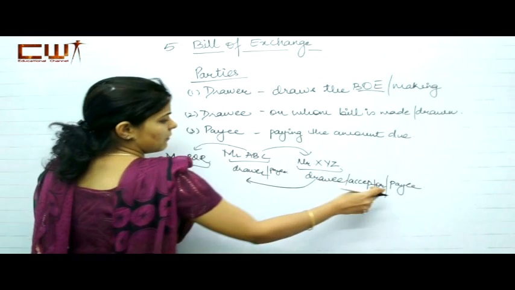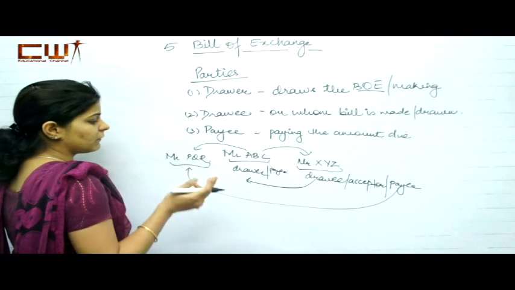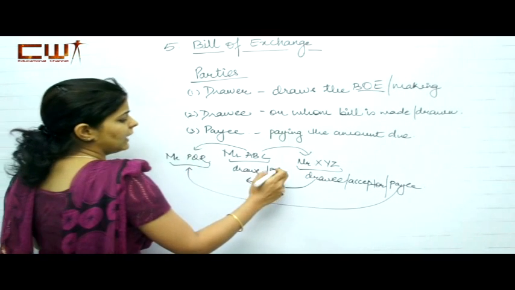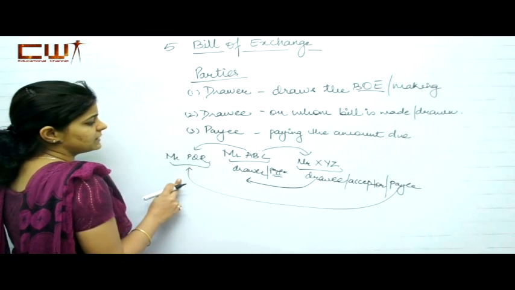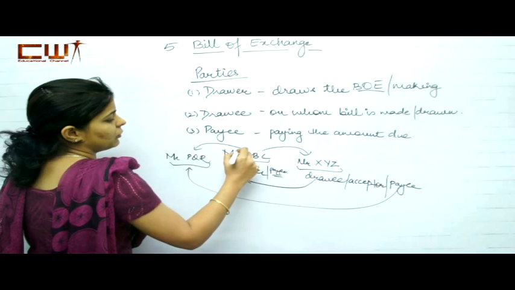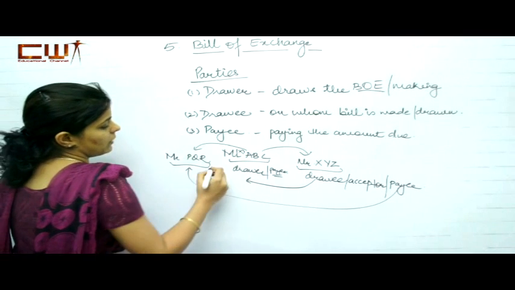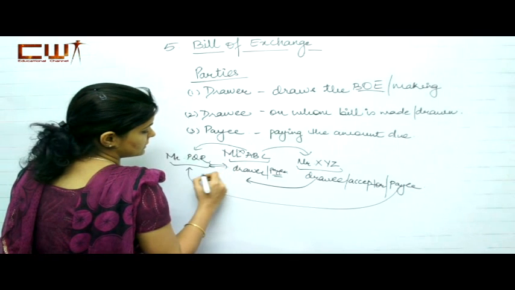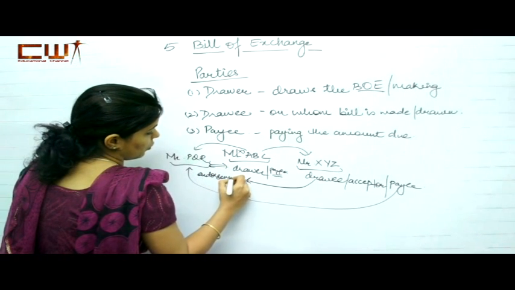Or you can say the payee will be him. He will pay money to Mr. PQR. It will be that way. Indirectly, he is paying, but money is going out of Mr. XYZ's account. So Mr. ABC has nothing to do with it. Now Mr. XYZ is paying to PQR. This is known as endorsement of the bill.